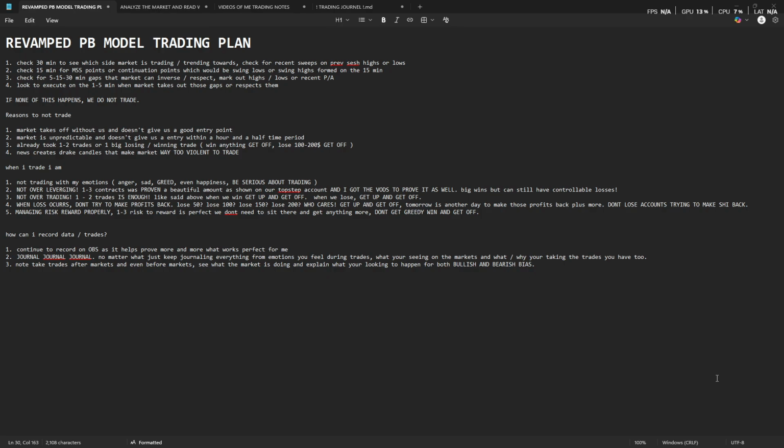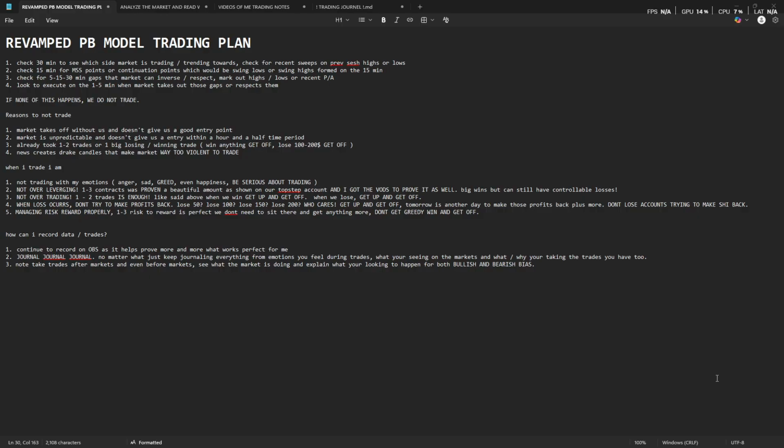But yeah, so what I would do is I would check the 30-minute time frame to see which side market is trending towards. Are we in a bullish trend? Are we in a bearish trend? Just kind of identifying what trend we are in for the day. And then I want to check for recent sweeps. So, do we have sweeps on London lows? Do we have sweeps on London highs? Maybe do we have the sweep on London and Asia highs? Maybe we have a sweep on Asia and London lows.